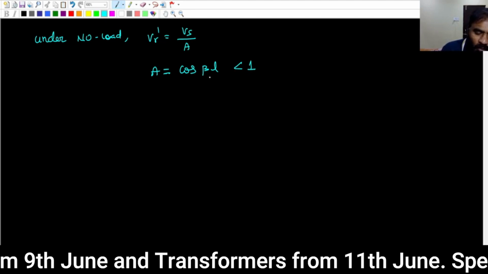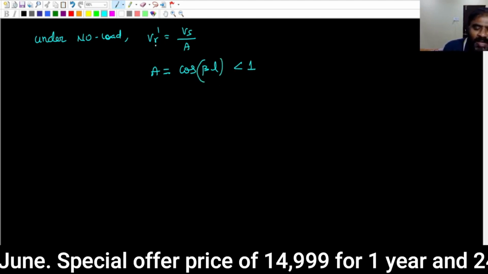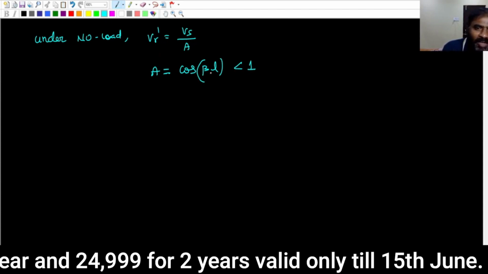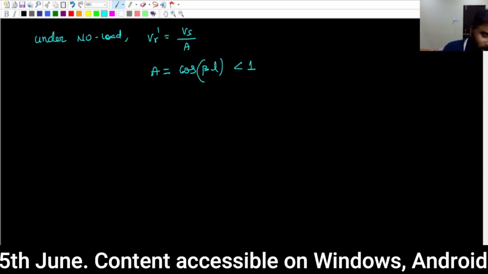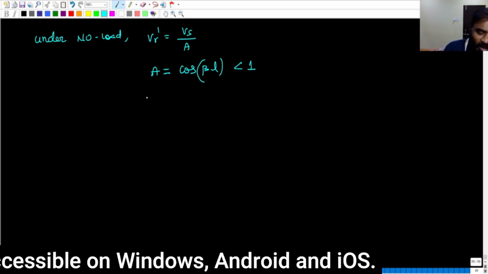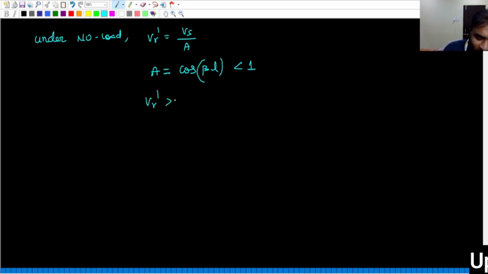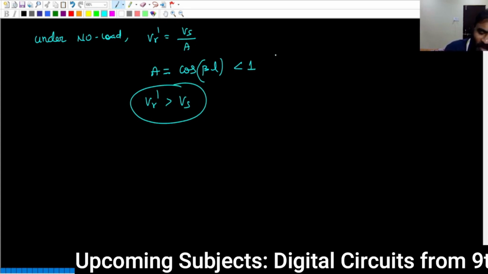Infinity. So what can you understand from here? Beta L 0 means what? VR dash is equal to Vs. But that is impossible. Beta L is increasing, A is decreasing, VR dash is increasing when compared to what? Vs. Okay, A less than 1. What I want to prove is A less than 1. From this, since A is less than 1, VR dash is greater than what? Vs.